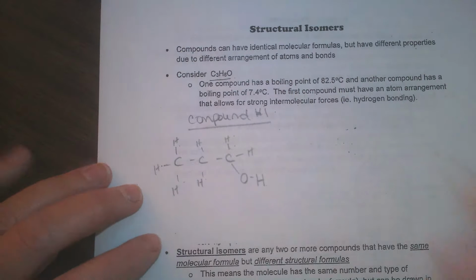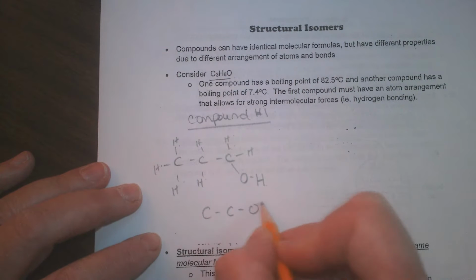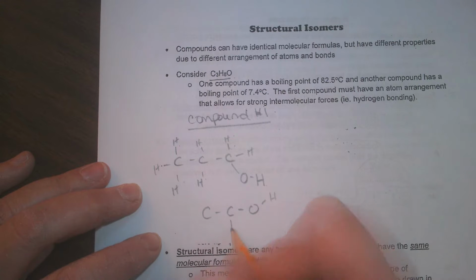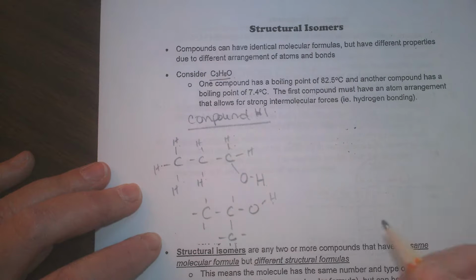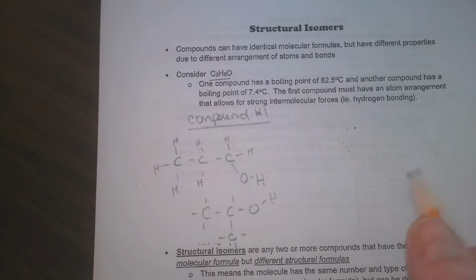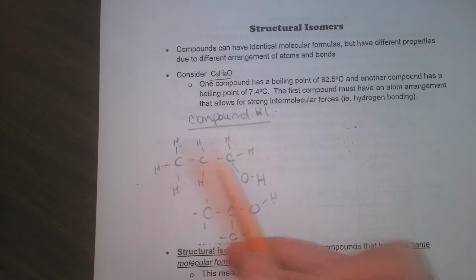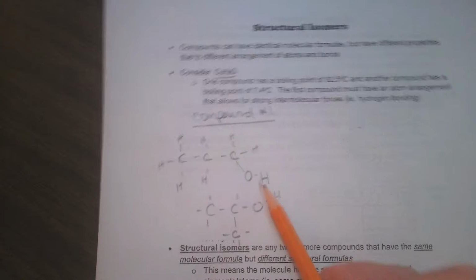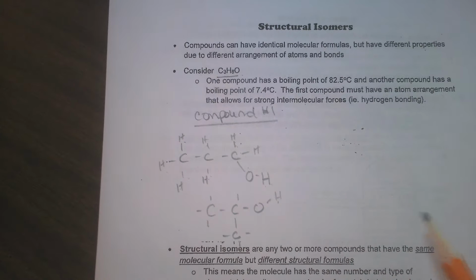Okay, we could also have it this way. We could put a methyl group, 2, 3, 4, 5, 6, 7, 8 hydrogens. We still satisfy that 3 carbon, 8 hydrogen, and 1 oxygen. Where do you get your 8 hydrogens on the first one? 1, 2, 3, 4, 5, 6, 7, 8. Okay?